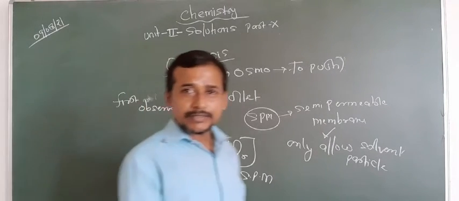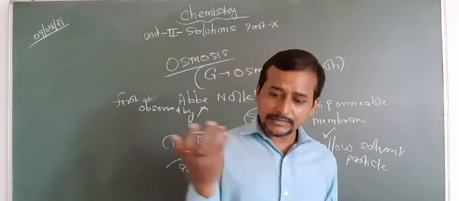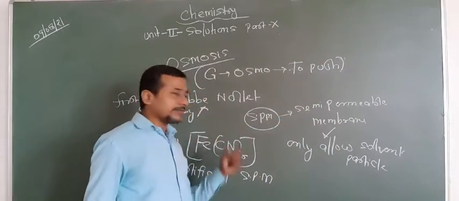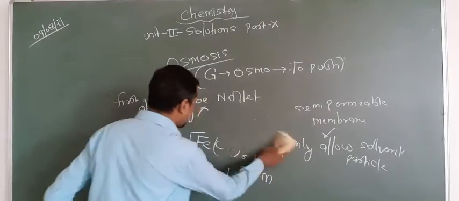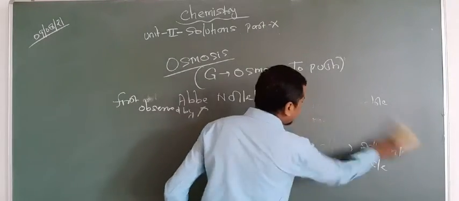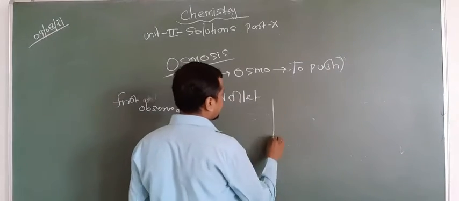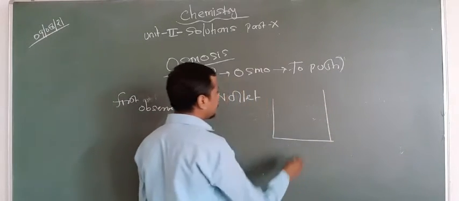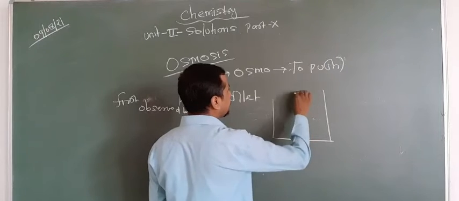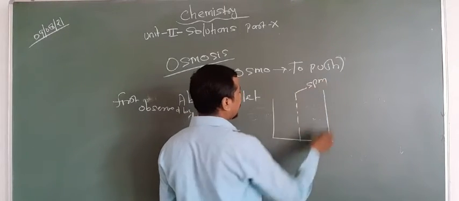Membranes may be permeable. Permeable means they allow all the particles to pass, but in case of an SPM only the solvent molecules pass. Just look here, one example is there, showing how we can demonstrate osmosis. Here one SPM is given. Are you getting this point or not?